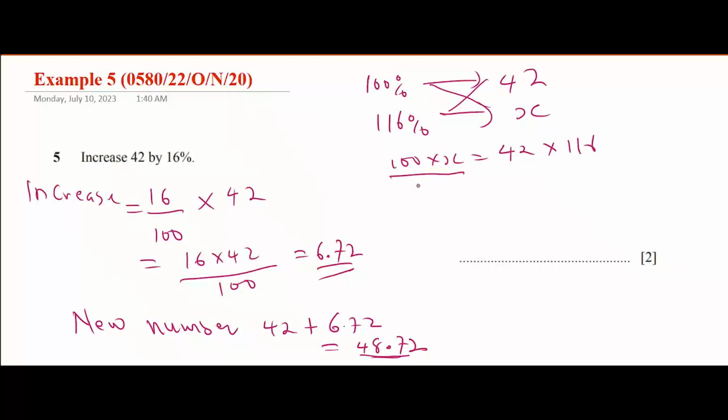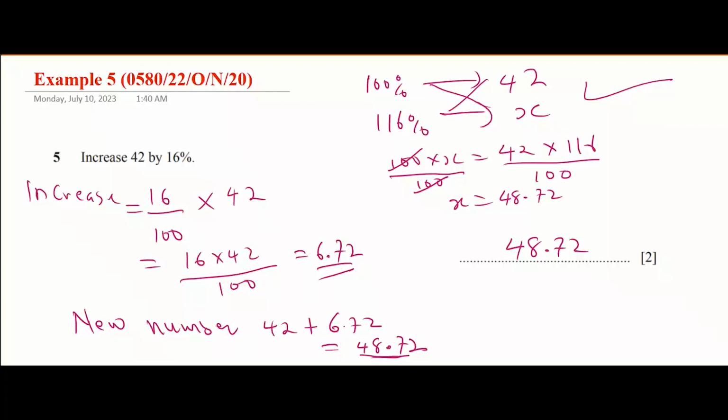So let's divide both sides by 100 to get the value of x. 100 will cancel 100 here. We are left with x equals, so if you take your calculator and press this, it gives you 48.72 as your answer directly. So any one you use is okay. If you use this method, it will give you your answer straight away, but here you just have to firstly find the increase, then add it to the original number to get the new number.